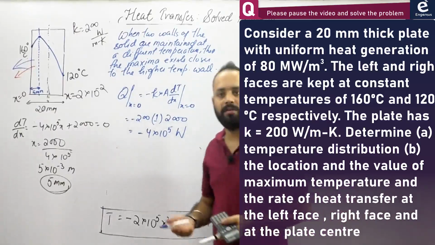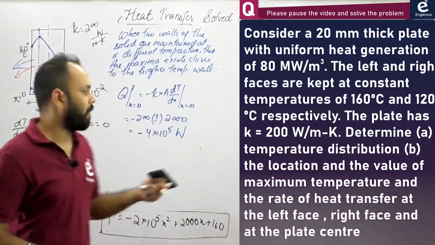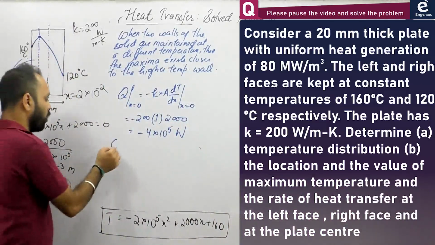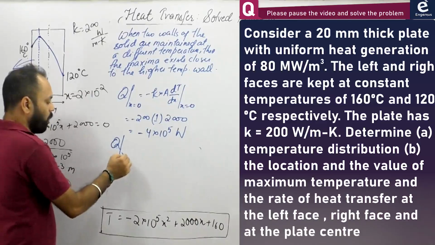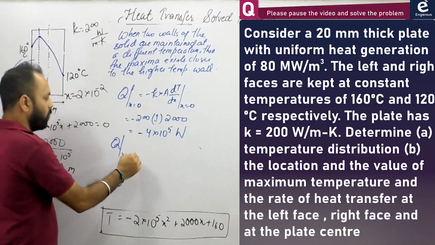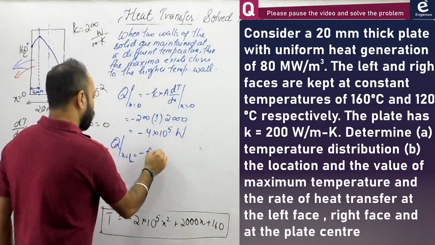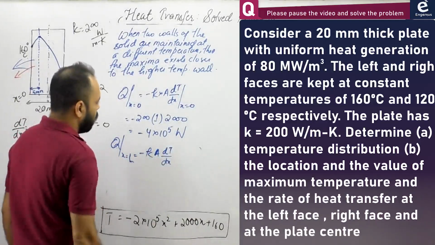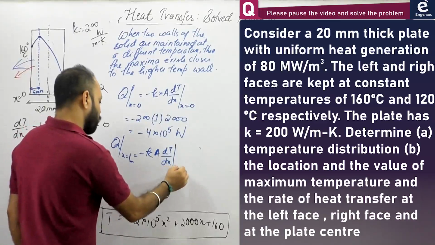That is only valid if the profile is symmetrical. यहाँ Q same कैसे होगा? dt by dx ही same नहीं है, तो Q same नहीं होना चाहिए. Of course आप देख लो, Q at x is equal to L is equal to minus K A dt by dx, right, at x is equal to L.